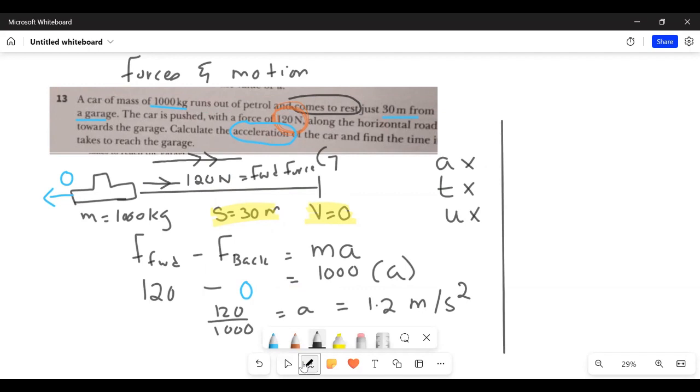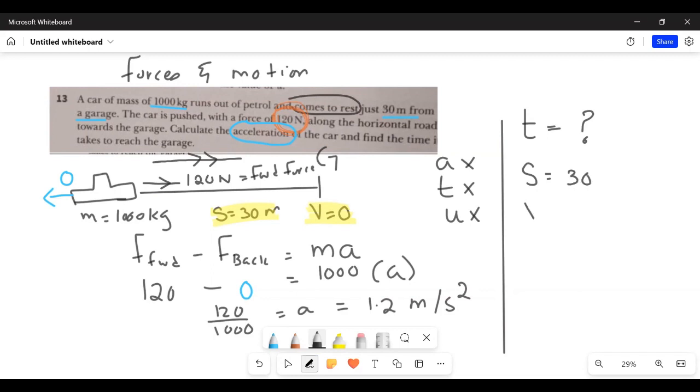Forward force was given in the question, 120 Newton. Backward force is not mentioned, meaning it's 0. Otherwise, they would have told us के resistance है या whatever. But here, right now, backward force is 0. Okay, next part is find the time. So now we need time. So we do have the 3 parameters. S is 30.